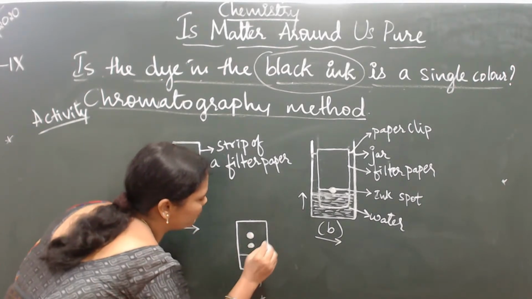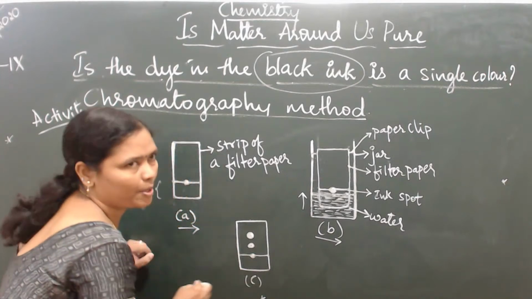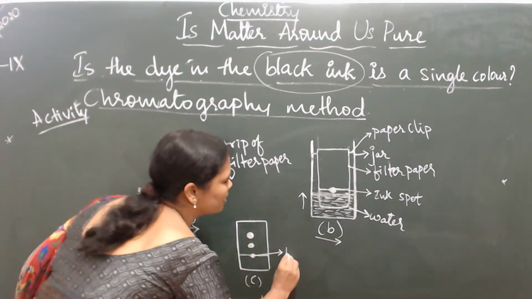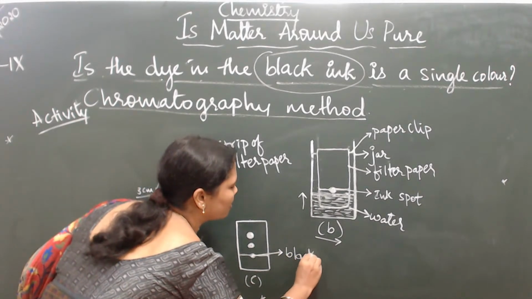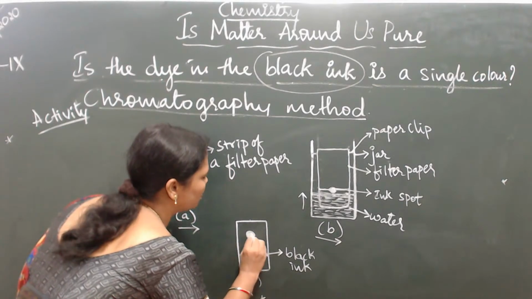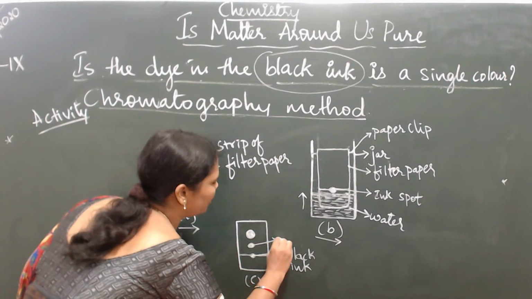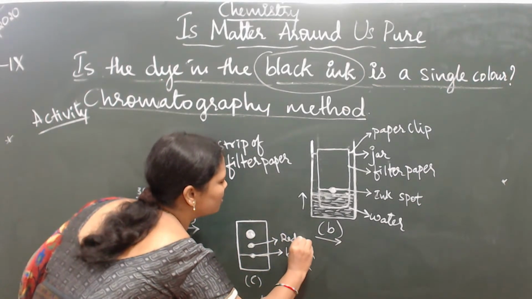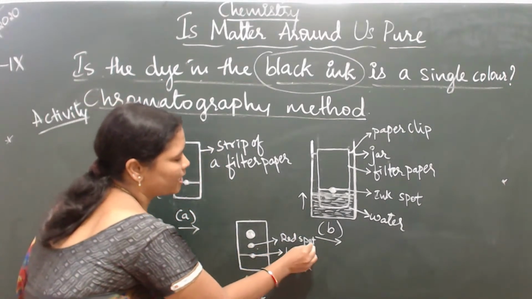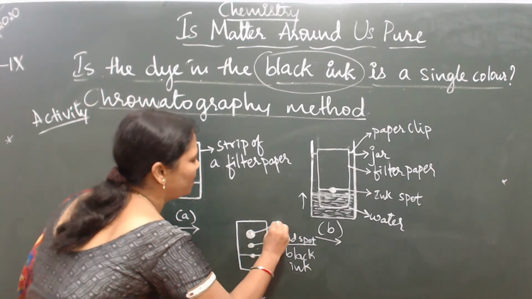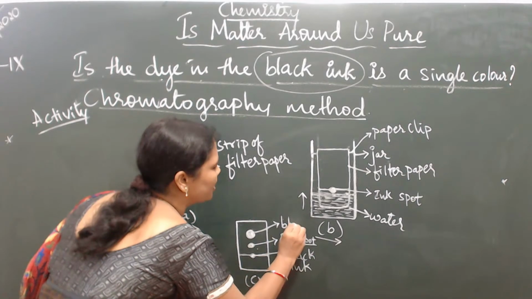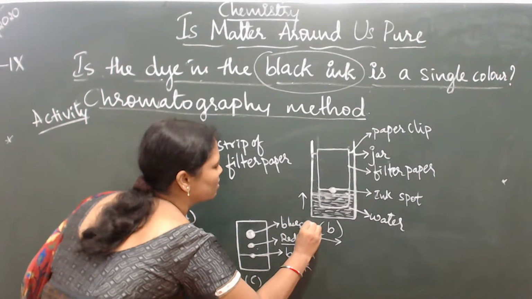We are going to observe three spots on the filter paper. We know that what we added here is black ink. The second spot is a red spot, and the third one, which is above the red spot, is a blue spot.